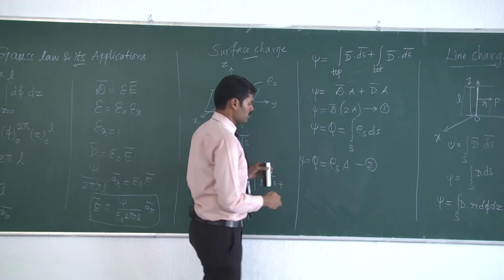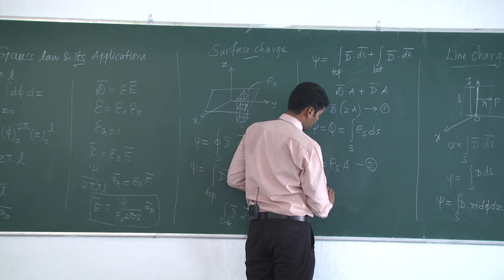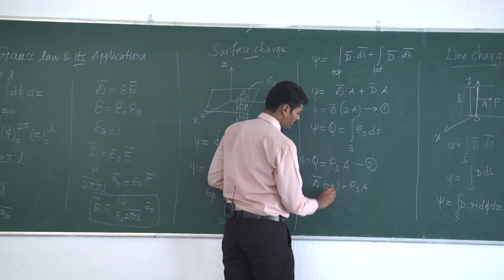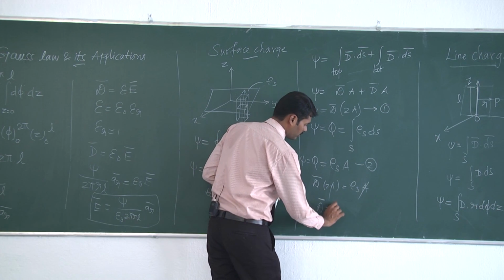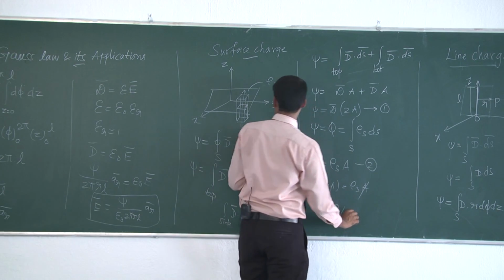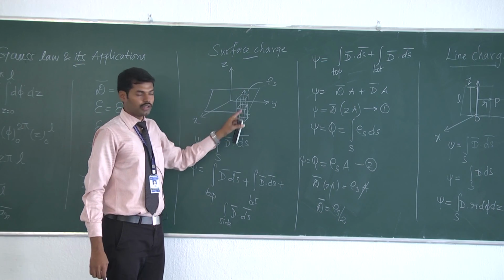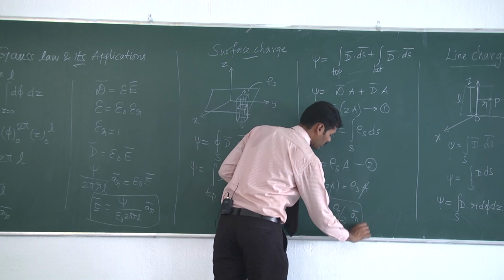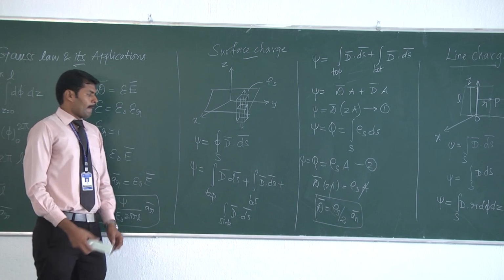So comparing both these equations, we shall write D vector 2A is equal to rho s A. From this A will get cancelled. So we shall write D vector is equal to rho s by 2, and it is along the direction which is normal to our Gaussian surface. So we shall write a_n vector as common. So this is about our surface charge.